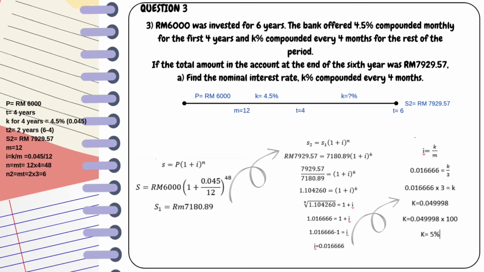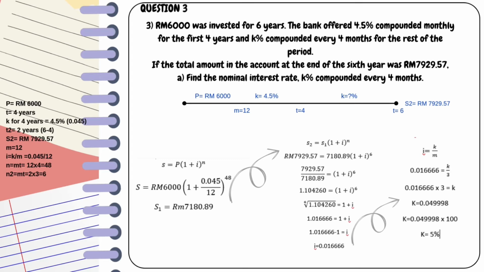So, for this question, we have P equals 6,000, T1 equals 4 years, K for 4 years is 4.5%, T2 equals 2 years, S2 equals RM7,929.57, M equals 12, I equals 0.045 over 12, N1 equals 48, N2 equals 6 years. Then, we use the formula S equals P(1 plus I) to the power of N. Now, we put the values into the formula: P equals 6,000, I equals 0.045 over 12, N equals 48. Then, the answer is RM7,180.89.